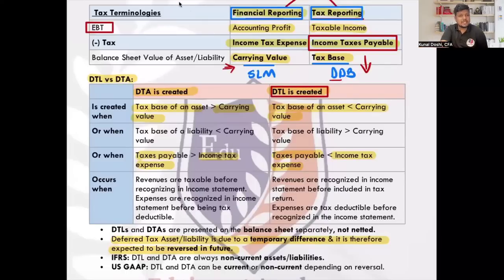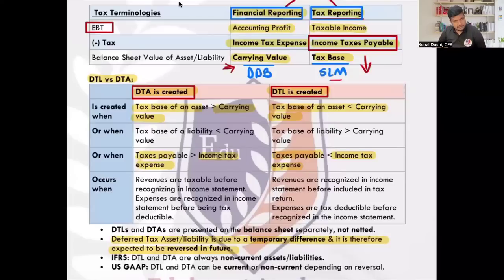What if the situation was reversed? What if it was SLM in tax and double declining in financial reporting? That means in tax reporting, my depreciation was less, my tax base of the asset was more. So my depreciation was less, my profit was more, and I paid more tax now, less tax in the future. Hence, it's a DTA.